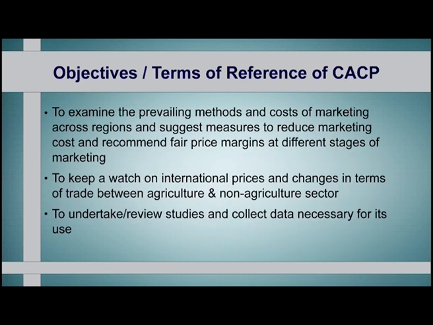Other objective is to examine the prevailing methods and cost of marketing across regions and suggest measures to reduce marketing cost and recommend fair price margins at different stages of marketing, to keep a watch on international prices and changes in terms of trade between the agriculture and non-agriculture sectors, to undertake or review the studies and collect the data which is necessary for helping the CACP in its objective.